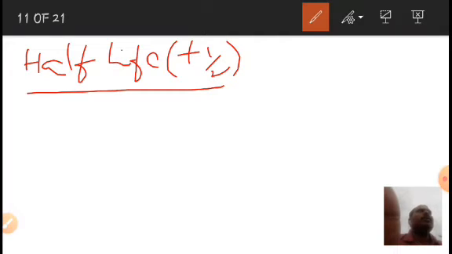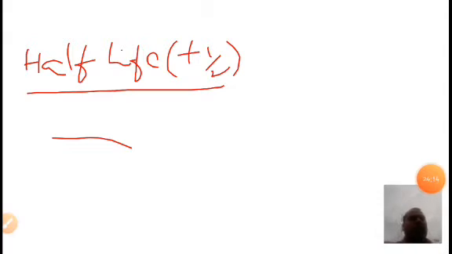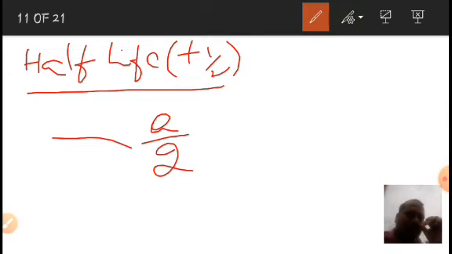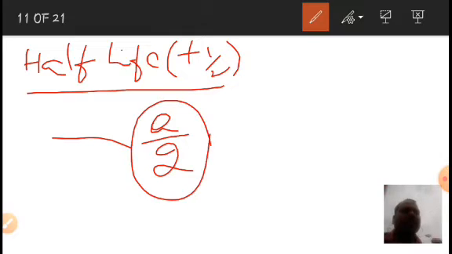The time required to bring the concentration of reactants to half of its initial concentration is called the half-life. That means if the initial concentration is A, the time required to bring the initial concentration to its half is called half-life.